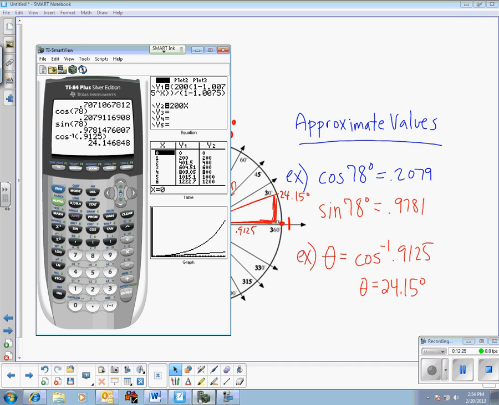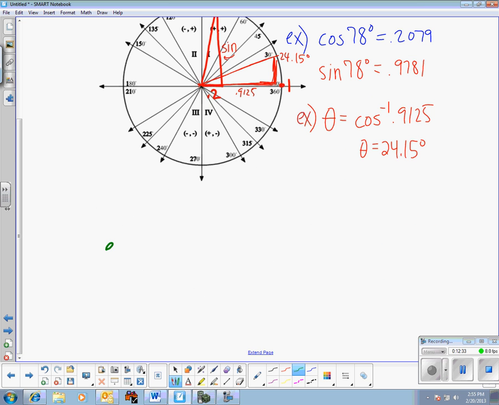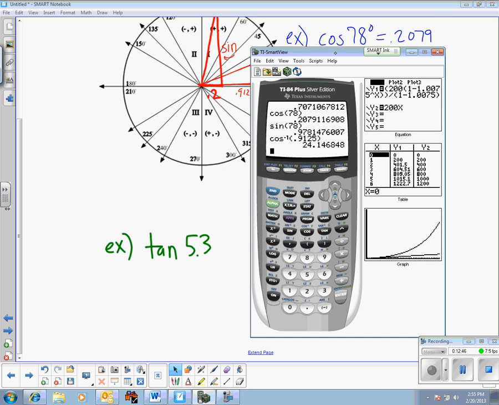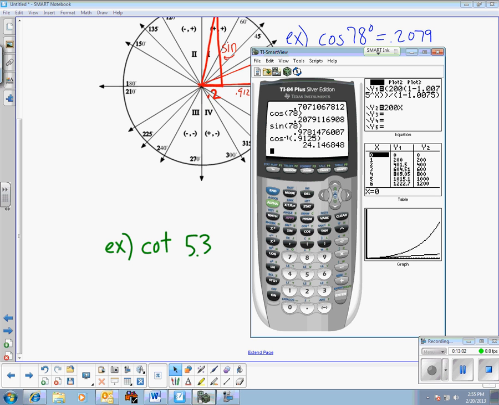Okay, one more thing. On your calculator, if you get a question like this, tangent of, let's say, 5.3. Now that's 5.3 radians because there's no degree symbol. So I want to find the tangent of 5.3 radians. First of all, my mode needs to be in radians. And actually, I didn't mean to do tangent. Let's do cotangent, because there is a tangent button. I'm trying to show you what to do if there's no button. Cotangent of 5.3. There is no cotangent button on this calculator.